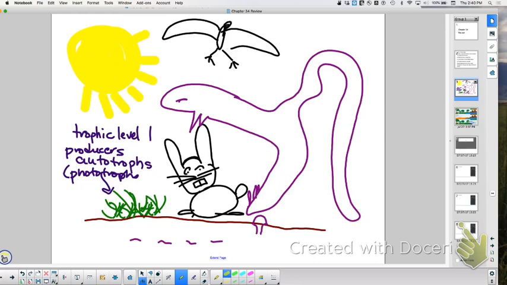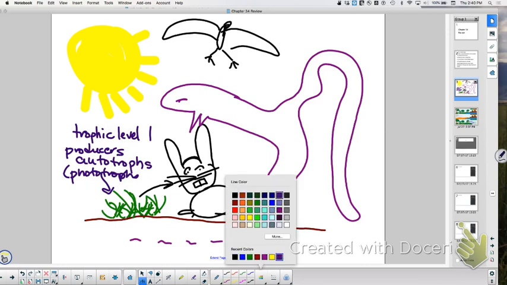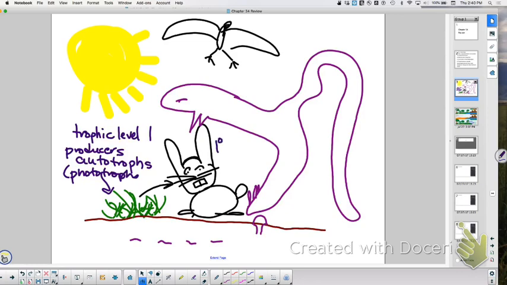Okay, perfect. Now, when this energy goes from the producer to, what did you call this? Primary, this means primary. Primary consumer, herbivore, what else? Second trophic level. What else? Heterotroph. You could be drawing on your thing, right? You have a stylus.